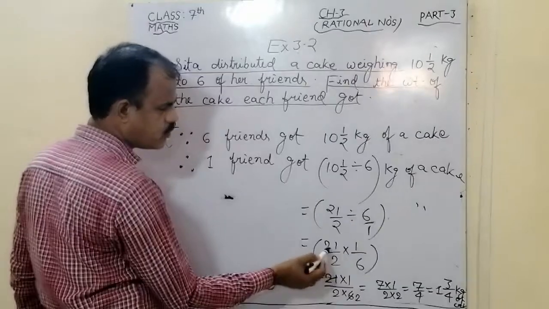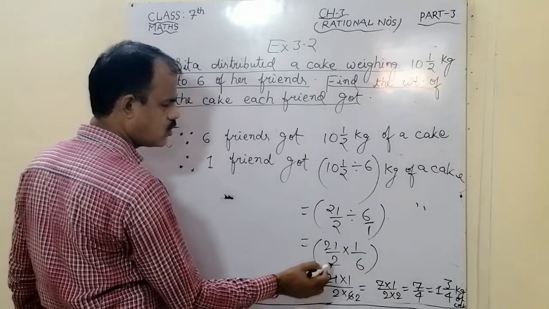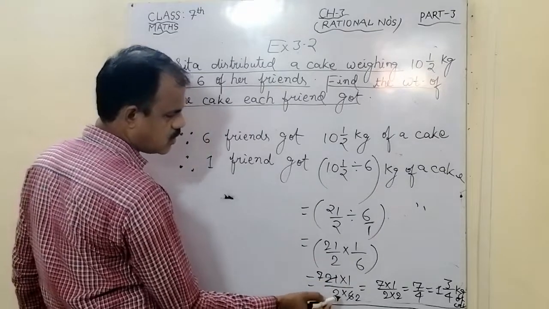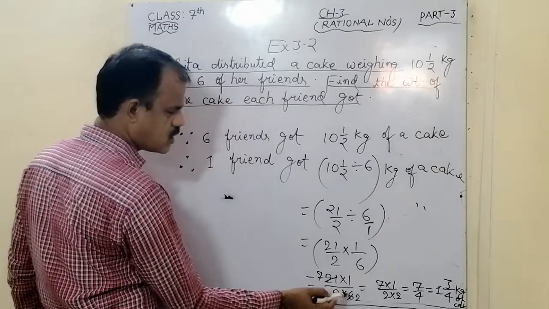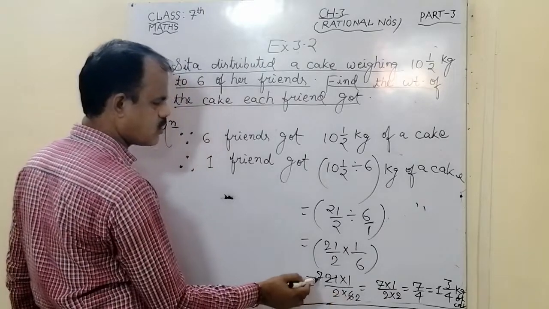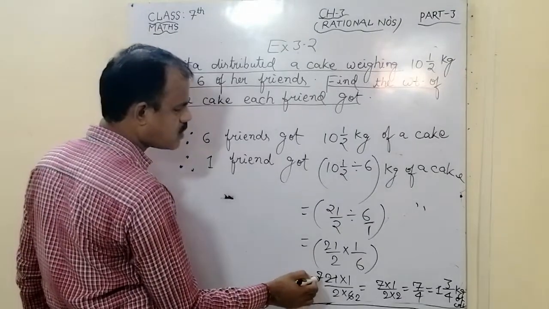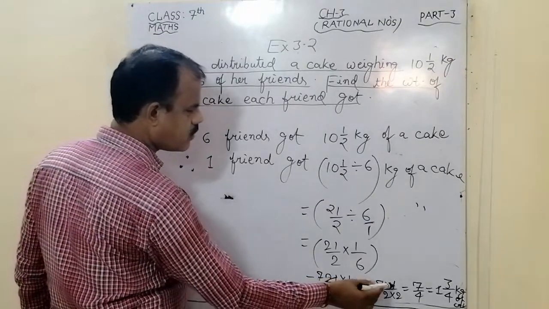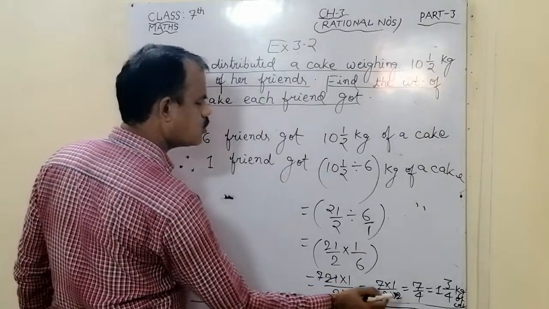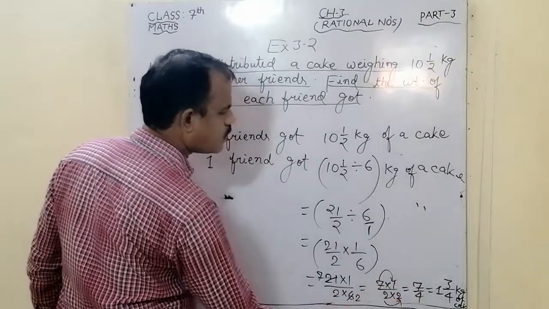So numerator place number is 21 1, so we write 21 into 1. Denominator place number 2 6, 2 into 6. So look here, we cut 6 and 21 by table 3. 3 2 ja 6, 3 7 ja 21. So now numerator place number is 7 1. So we write 7 multiply 1 and denominator place number 2 2. So 2 into 2. So 7 1 ja 7, 2 2 ja 4, 7 by 4.